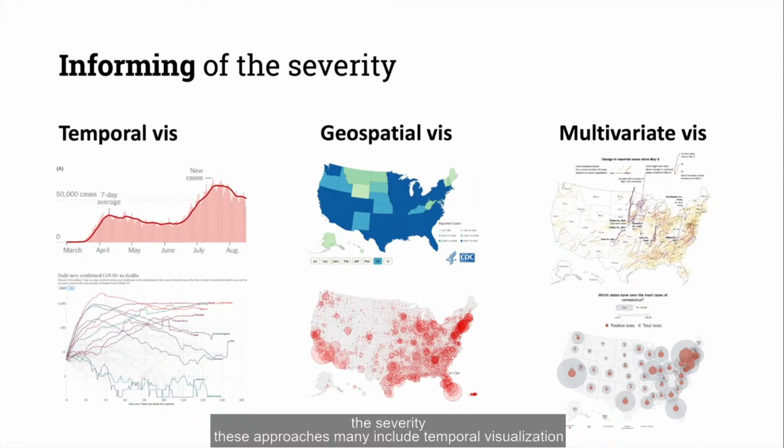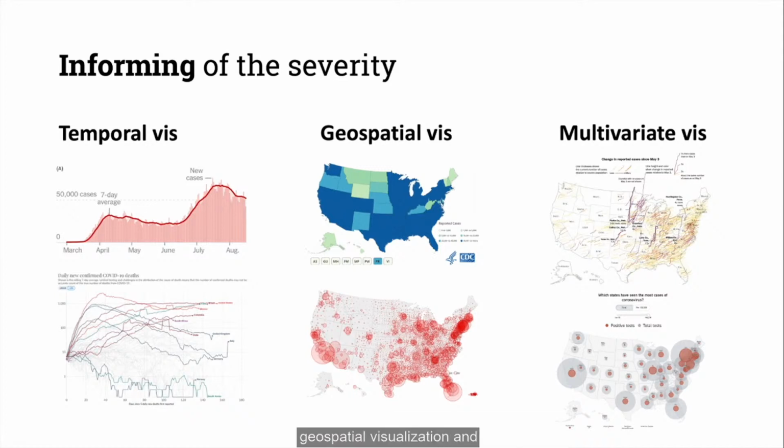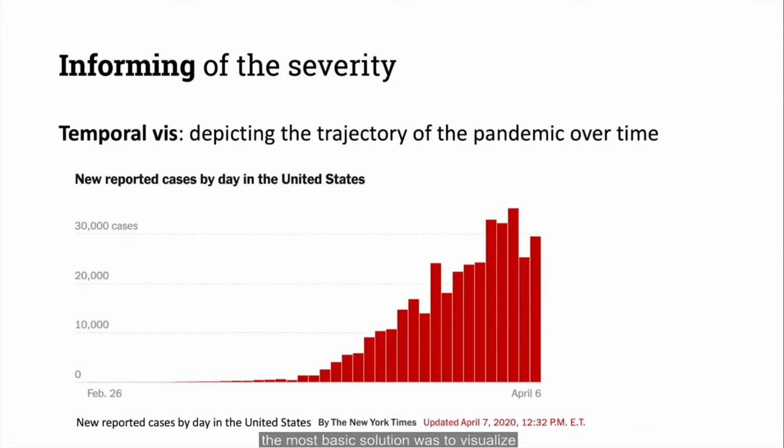These approaches mainly include temporal visualization, geospatial visualization, and multivariate visualization. The most basic solution was to visualize daily and cumulative numbers over a time period, mostly using bar charts, line charts, and area charts. For example, this bar chart shows the new reported cases by day in the US from February to early April.